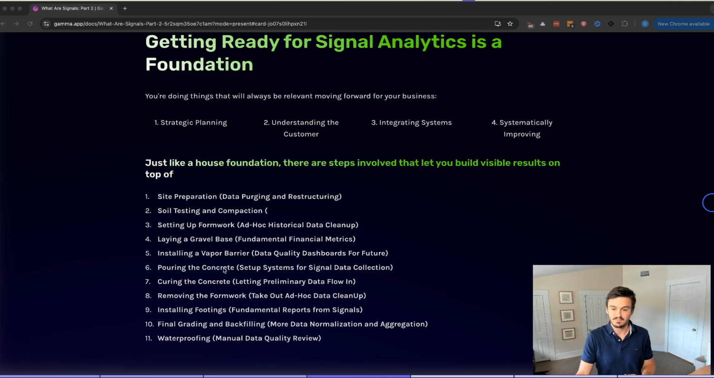7, curing the concrete, letting preliminary data flow in. We take a pause. We let the data flow in. We make sure that our vapor barrier is catching water, right? It doesn't look like moisture is leaking through and there's issues with the concrete that's just been poured. There we go.